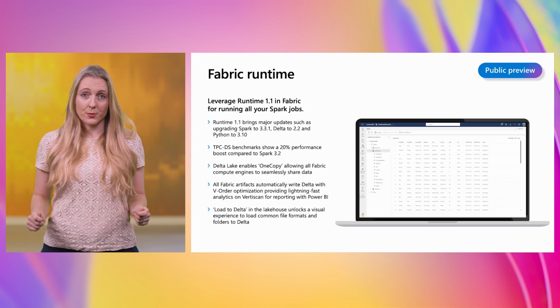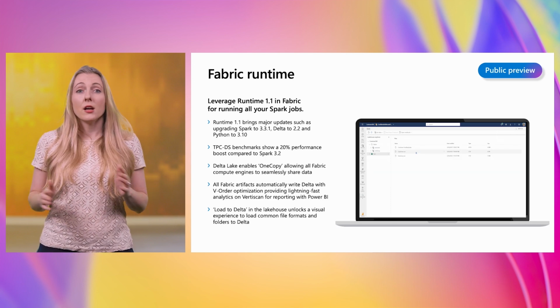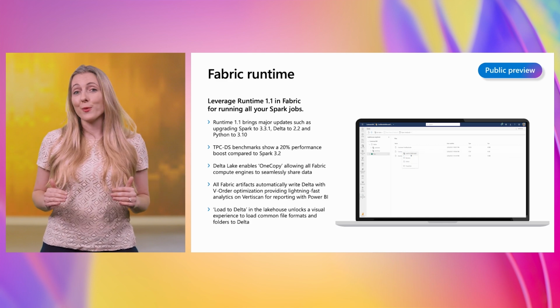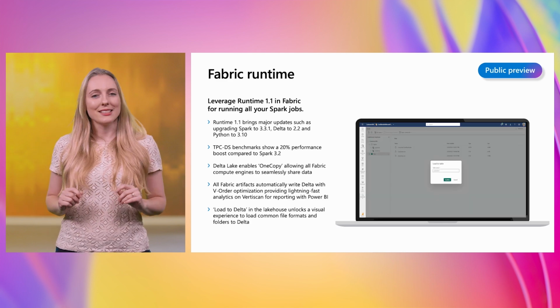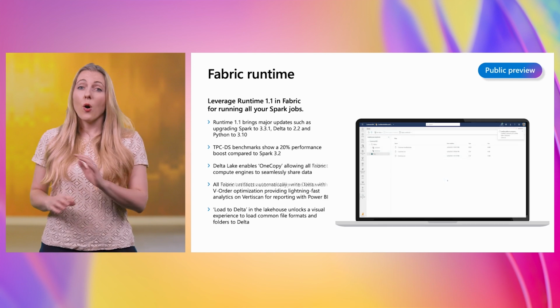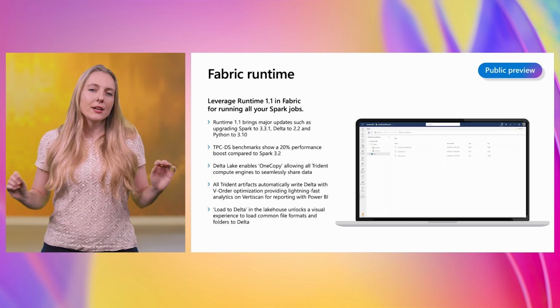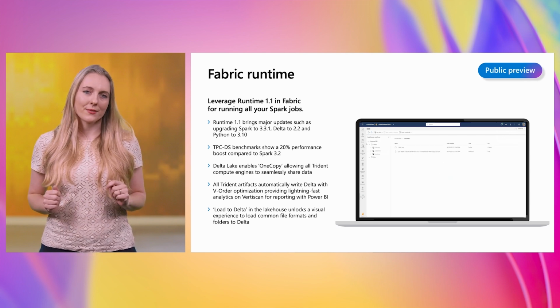Delta is what enables customers to work with a single copy of data across all of Fabric. Since all the engines have standardized on a single format, sharing data is completely seamless. Furthermore, all Fabric engines write Delta with V-order, meaning data is automatically optimized for Power BI reporting.